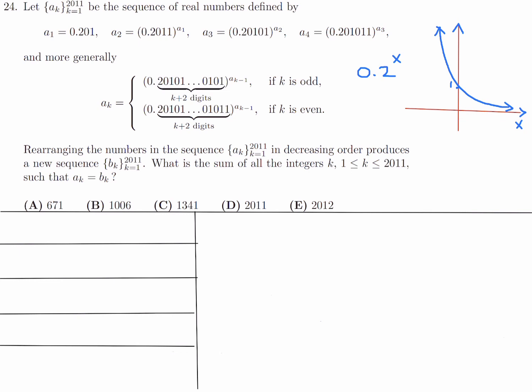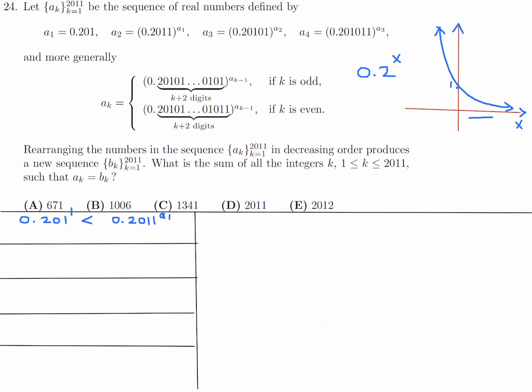So let's start off comparing A1 with A2. A1 is 0.201, A2 is 0.2011 to the power of A1. Now, if you just look at the bases, the second base is slightly bigger. But I haven't compared the exponents. That exponent is just A1, but A1 is 0.2, so obviously A1 is less than 1.